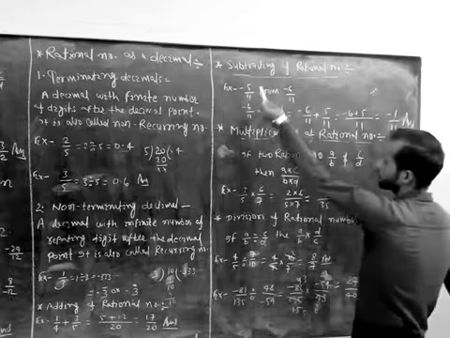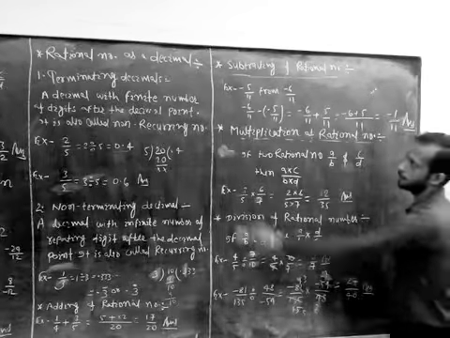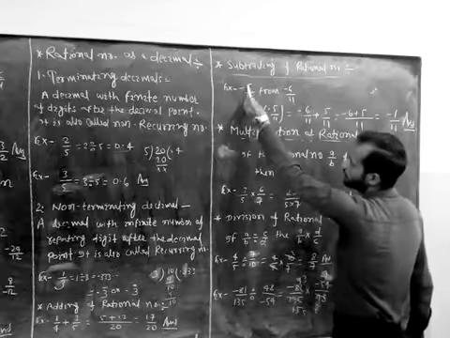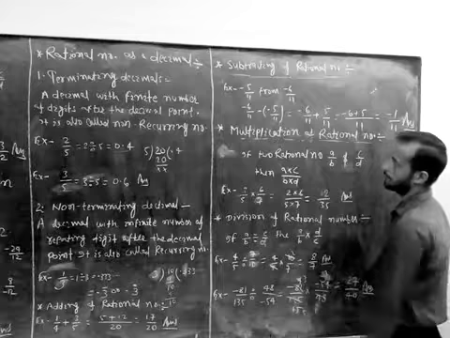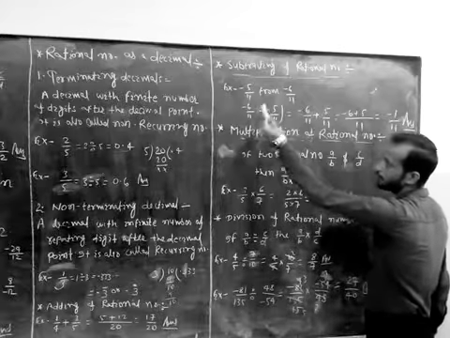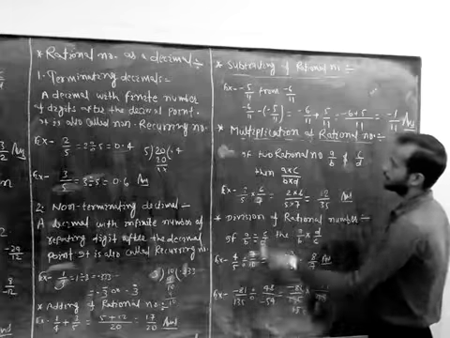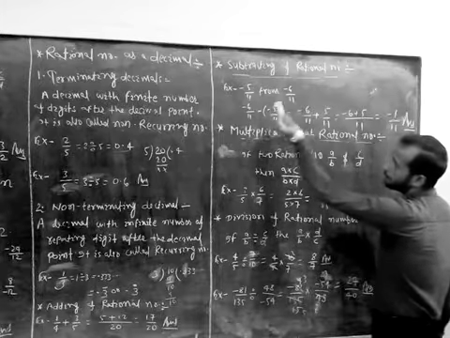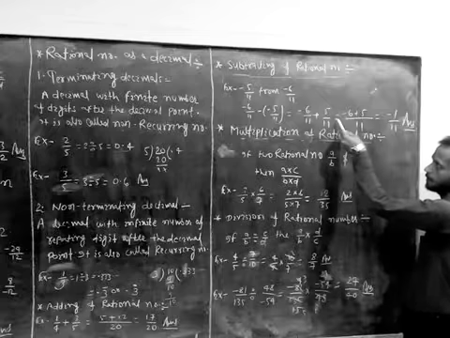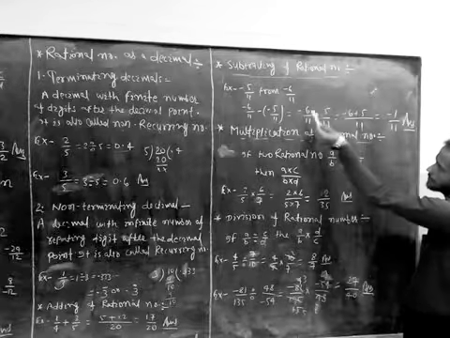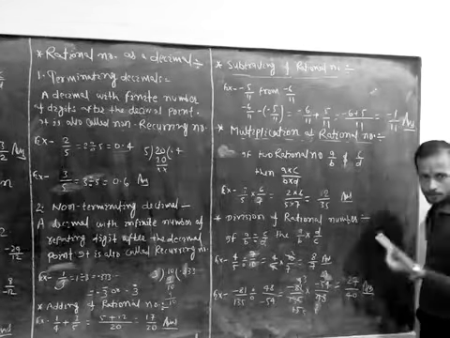Next, subtraction of rational numbers. Subtract -5/11 from -6/11. That is -6/11 minus (-5/11). Minus minus is plus, so -6/11 plus 5/11 is equal to -6 plus 5, which is -1/11.